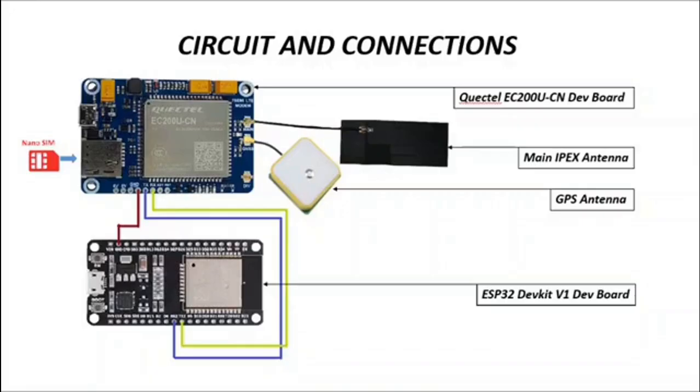From the circuit design and connections, it is clearly seen that the Quectel EC200U-CN development board and the ESP32 DevKit V1 board are connected via a UART bridge. The ESP32 DevKit V1 board is used to push AT commands into the Quectel EC200U-CN development board via that UART bridge. Now, the Quectel EC200U-CN fetches the GPS data of a particular location and uploads it to a cloud service using the cellular data provided to it via the nano SIM in its nano SIM slot.